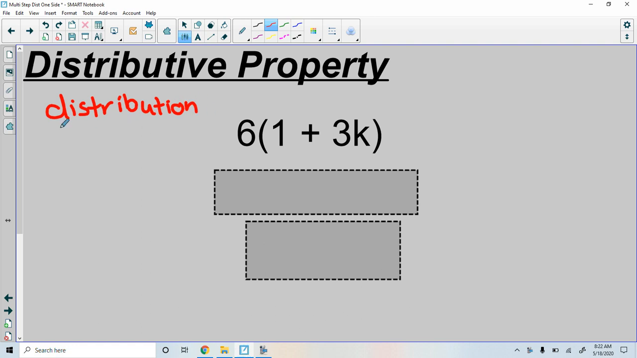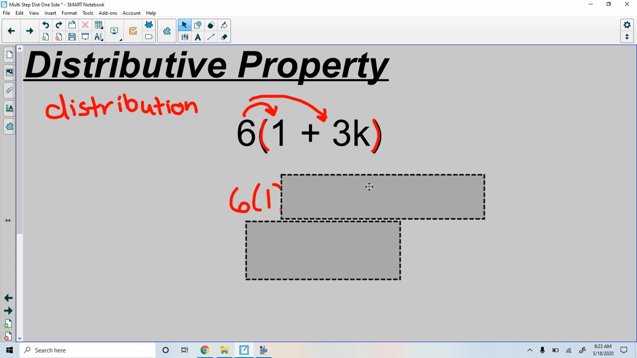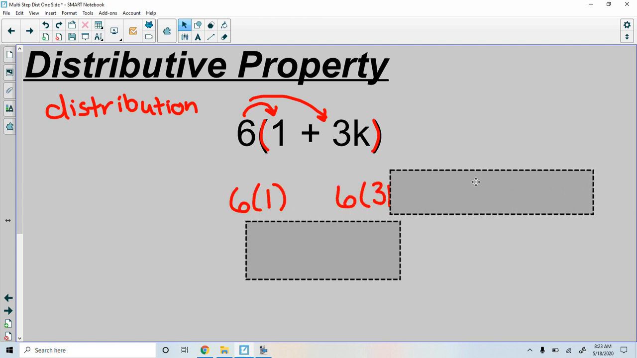It's really just multiplication. Whenever we have a number next to parentheses, that means to multiply. And then we have more than one thing here that we have to multiply this 6 by. We need to multiply this 6 by the 1, and we need to multiply this 6 by the 3k. Whenever we don't have a sign like a plus or a minus in front of a number, we call it a plus. And then if we do have this plus, that means that this 3k is positive. So I'm going to have positive 6 times positive 1 and positive 6 times 3k.